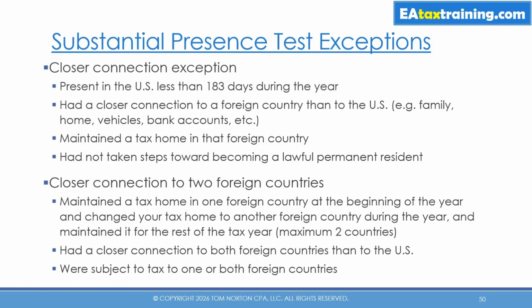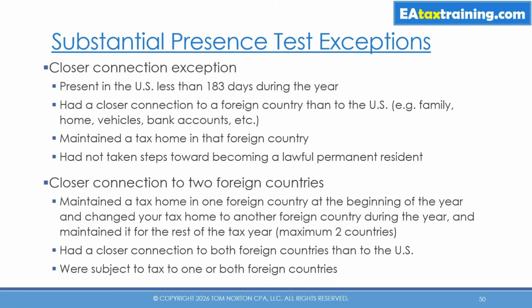In addition to that, they had to have had a closer connection to a foreign country than to the United States. So basically, their house and their family and everything is really in the foreign country. That's where their vehicles are all registered. That's where their residence is. So they had a closer connection to that country than to the United States. They have to have maintained a tax home in that foreign country. So, as far as the foreign country is concerned, they are a resident of that other country, and so they're going to be paying taxes in that other country. That's what that means. And they have not taken any steps toward becoming a lawful permanent resident.